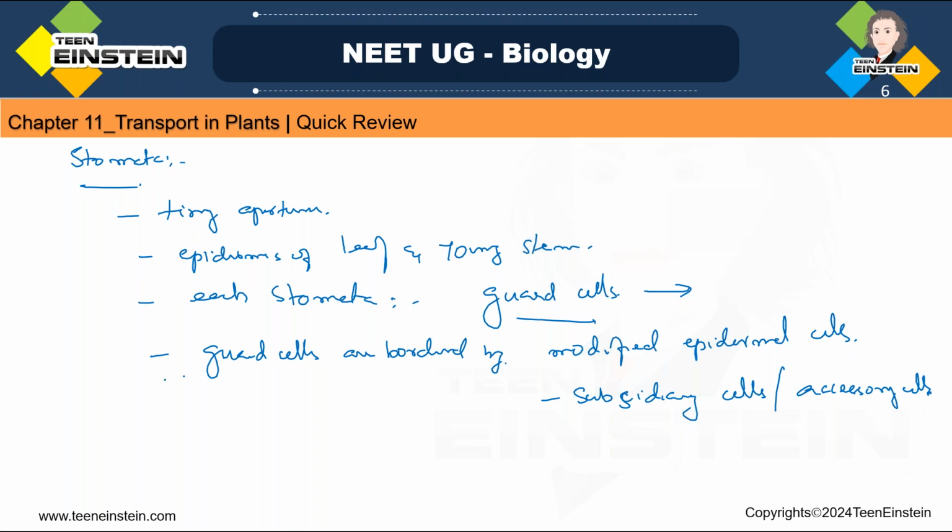Next, see, what are guard cells? This is a previous year question. And what are subsidiary cells or accessory cells? And each stomata is surrounded by guard cells. And where you can see the stomata: on the epidermis of leaf and young stem.